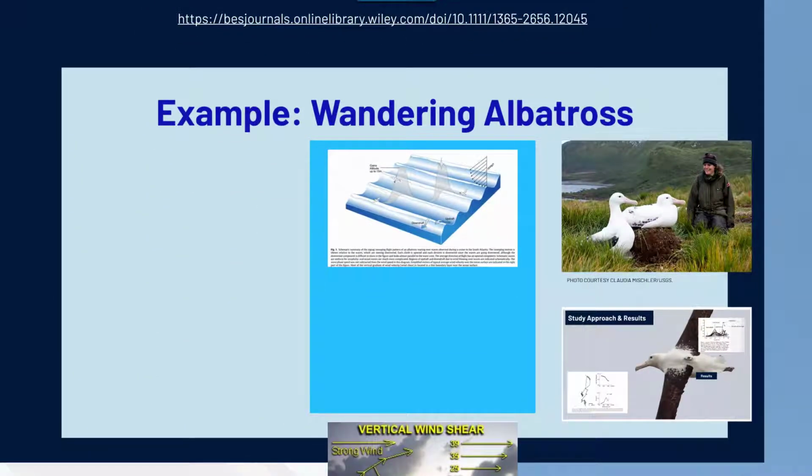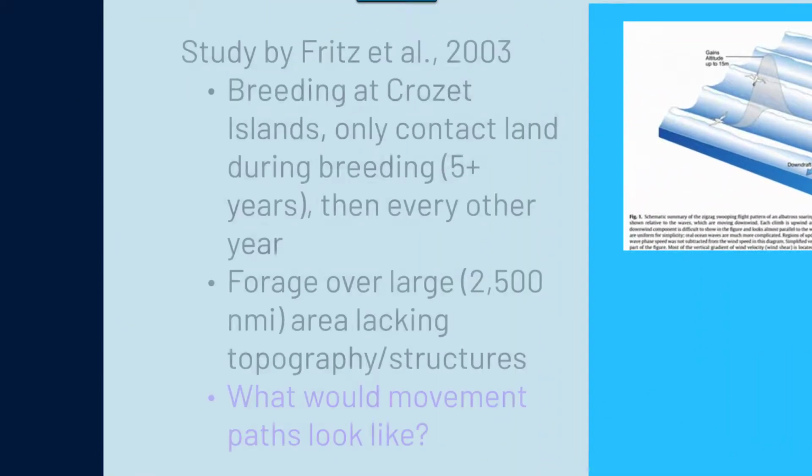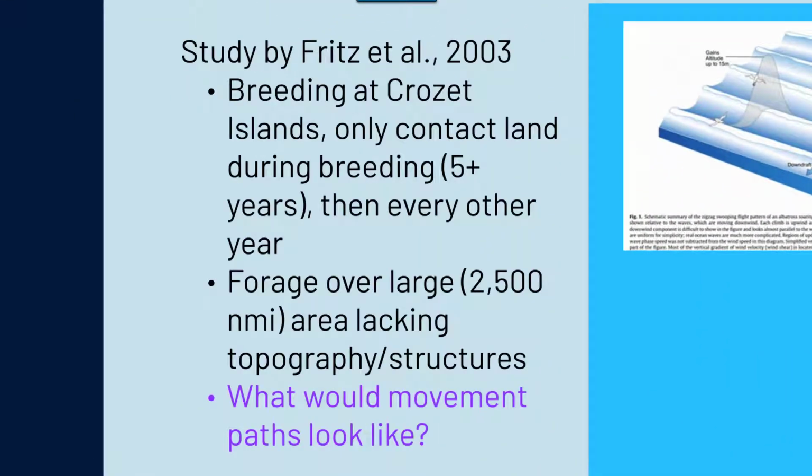A good example is a study regarding the wandering albatross. This study was conducted by Fritz et al. in 2003 and looked at breeding at the Crozet Islands, which is the only period of time where these birds actually contact land.